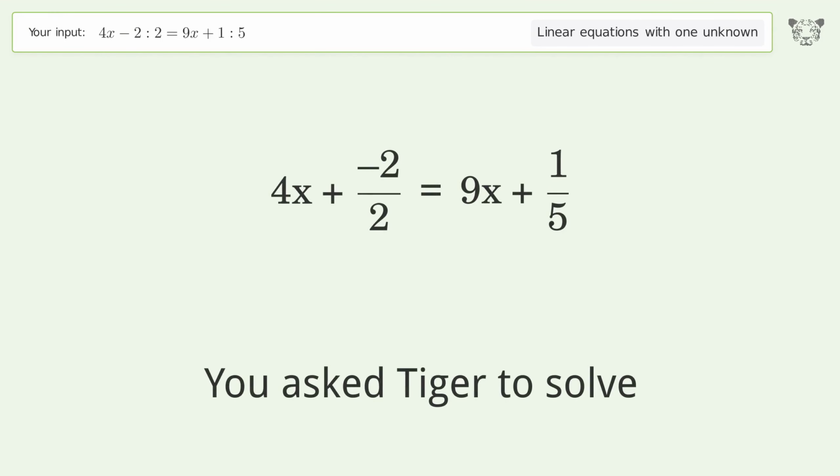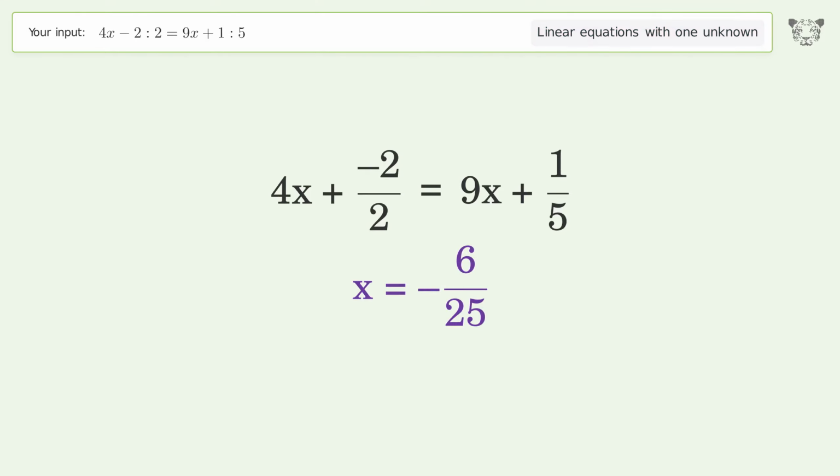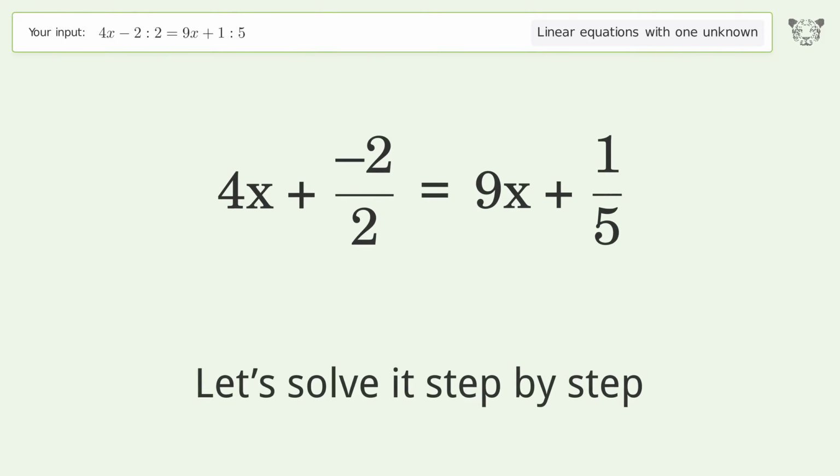You ask Tiger to solve. This deals with linear equations with one unknown. The final result is x equals -6/25. Let's solve it step by step.